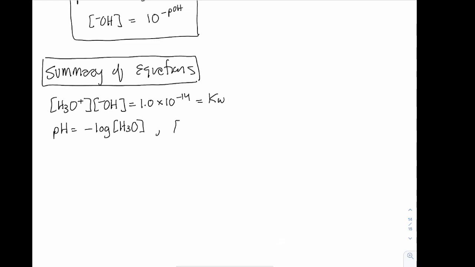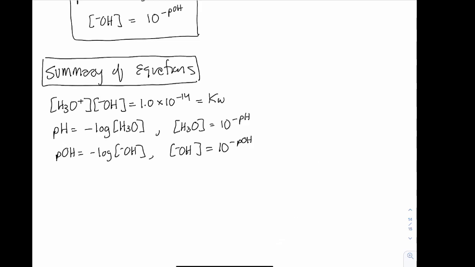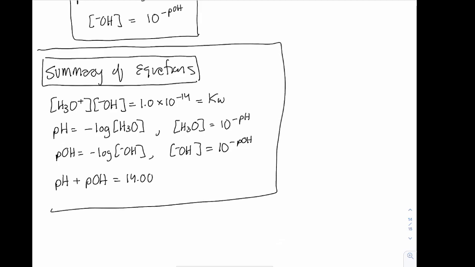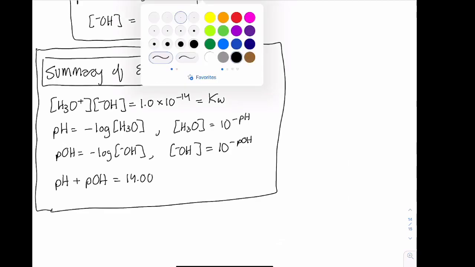And then of course, if we wanted to go backwards, 10 raised to the negative pH, and then just substitute OH. And then we could add one more. If I was to add my pH to my pOH, I said this one a couple minutes ago, but we haven't written it yet, I actually get 14.00. So kind of a summary of what we have. So let's look at some examples.